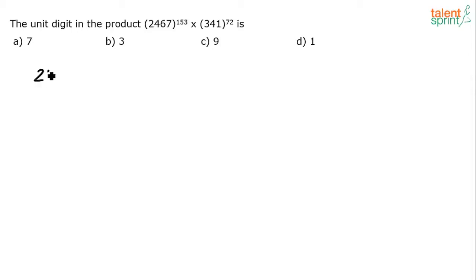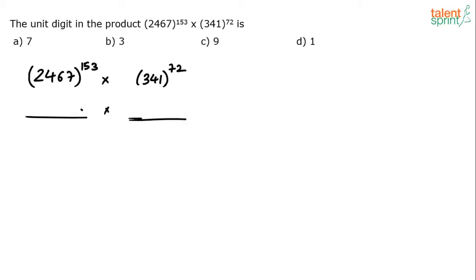So we have got two numbers here. One is 2467, which is power 153. The other one is 341 power 72, and we have to take the product of these two. So to find the unit space, I should know what's the unit space for this number and the unit space of this number, like 341 power 72.